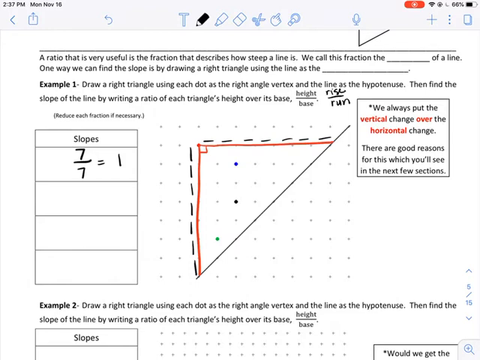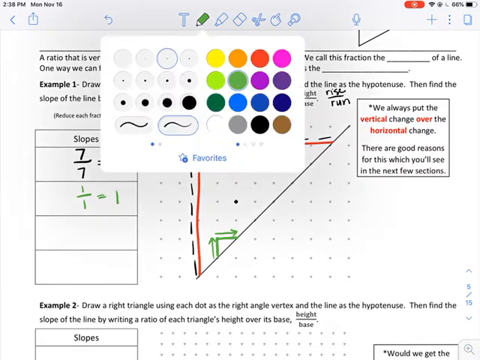Now let's see what we get for the other ones. Will we get the same answer? Will we get different answers? Because we're actually measuring the steepness of the same line, so I would hope it would be the same steepness. Looking at this green triangle, how far do you think it goes up, and how far do you think it goes over? Okay, I see it just goes up 1 square, and then it goes over 1 square. 1 divided by 1 is just 1. Cool. It has the same steepness.